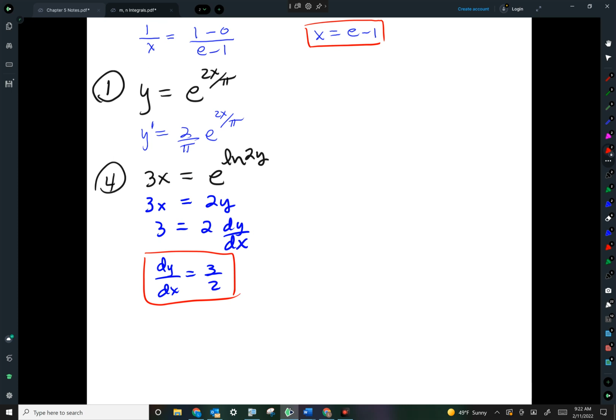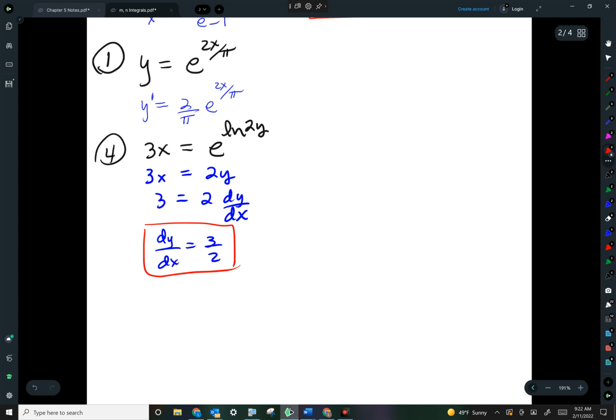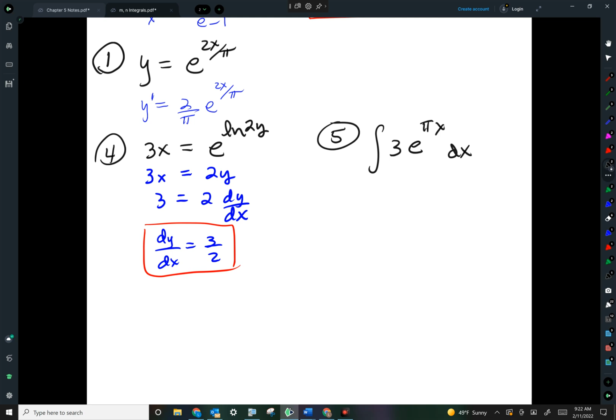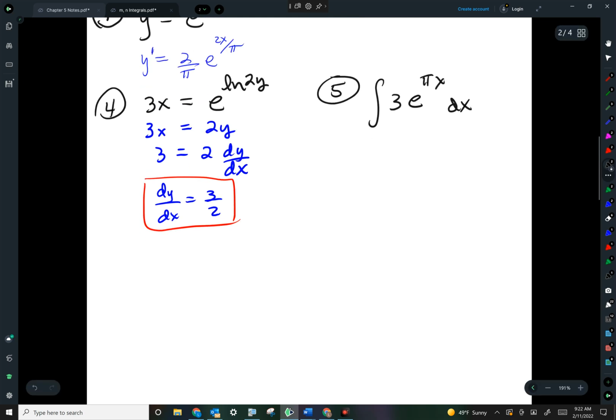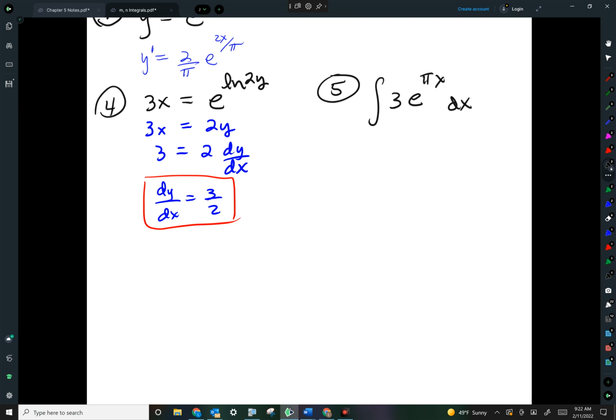All right, Isla, pick a number between 1 and 18 other than 1, 4, and 13. 5. Another good choice. They're all good choices. There's no bad choice. Number 5 is find the integral of 3e to the pi x. Find the integral of 3e to the pi x.